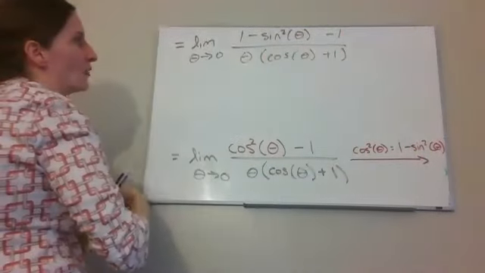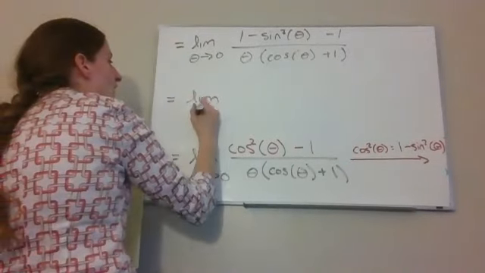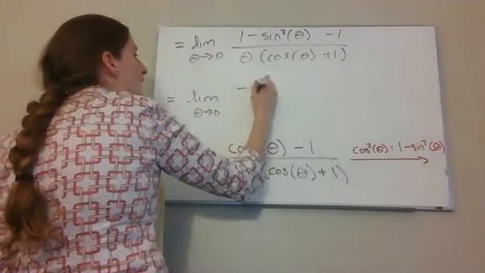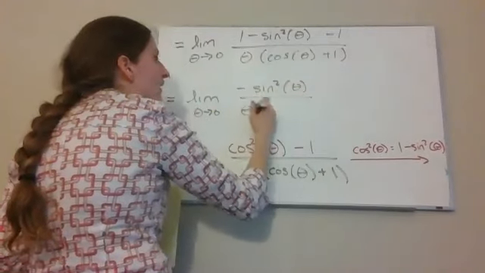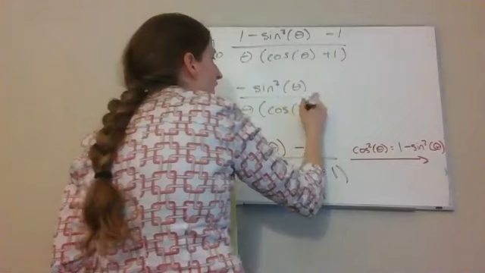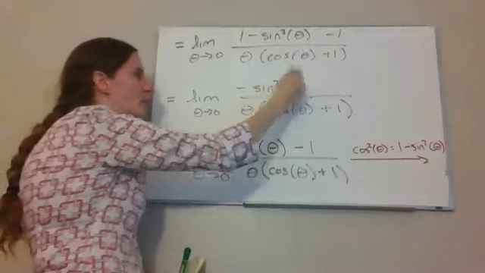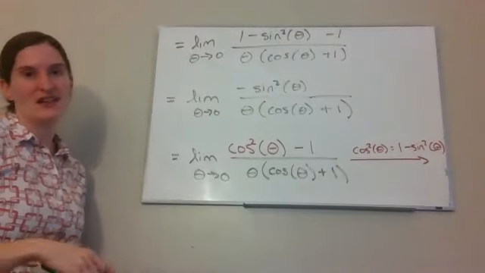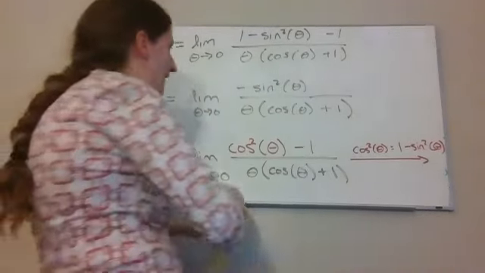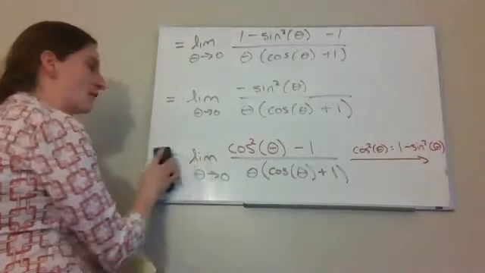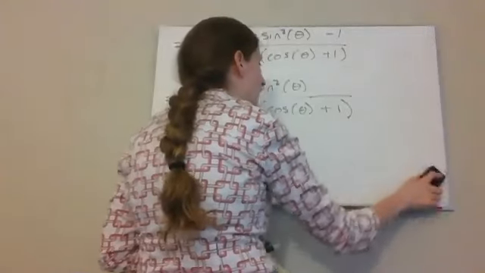And you can see on the top, the 1 and the minus 1 subtract away. So we just have a limit as theta goes to 0 of negative sine squared theta over theta times cosine of theta plus 1. And at this point, if I try direct substitution, I'm still stuck. I still get 0 over 0, but we're getting super close to having the answer now. We're going to use that fact that we learned about the limit of sine of theta over theta.